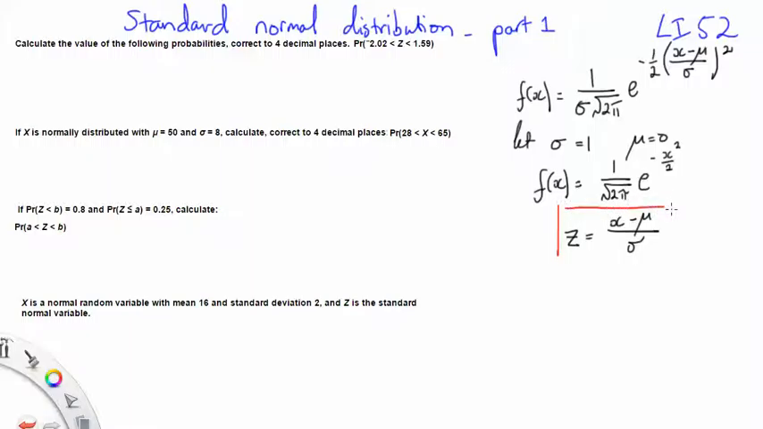So this is the thing you need to remember. This is very important. To get a standard score or standard value, you take the x value, you subtract off the mean and divide by the standard deviation. This is the formula you need to use, not these. This is the formula you need to use.